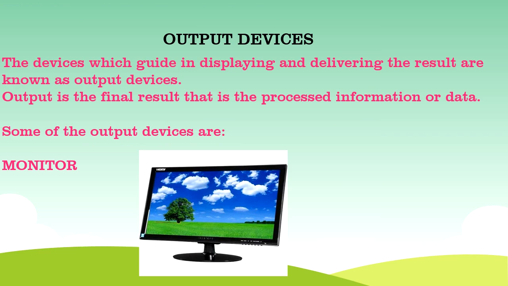Output devices. The devices which aid in displaying and delivering the result are known as output devices. Output means what? It is the final result, that is the processed information or data. Now we can see some of the output devices. First one is monitor, a device that displays information in a pictorial form to us is known as a monitor.